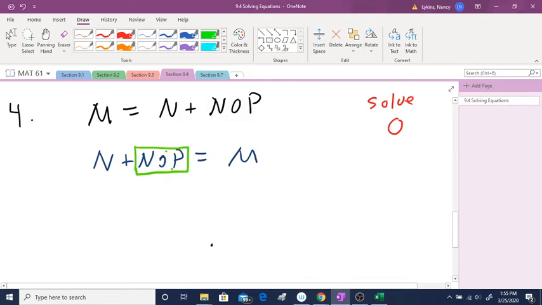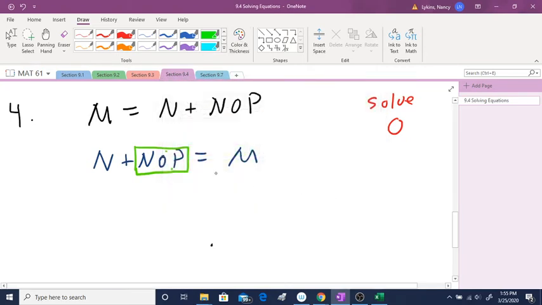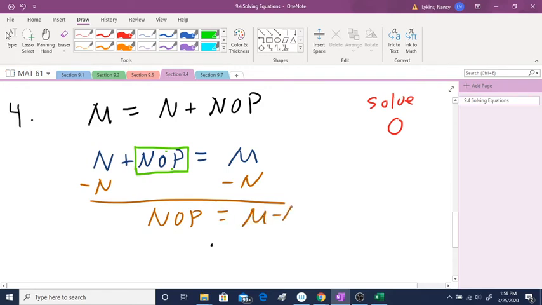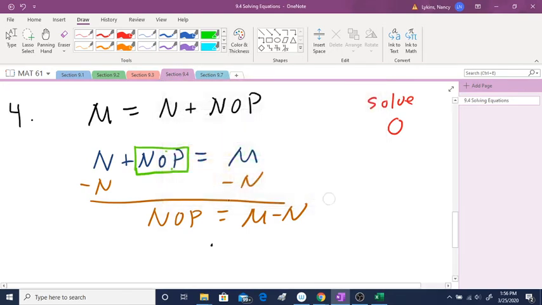So how do I move the N over? Well, since N's positive, subtract it. What you have now is NOP equals M minus N. Next step, I'm protecting the O now. That means I need to divide by NP on both sides.